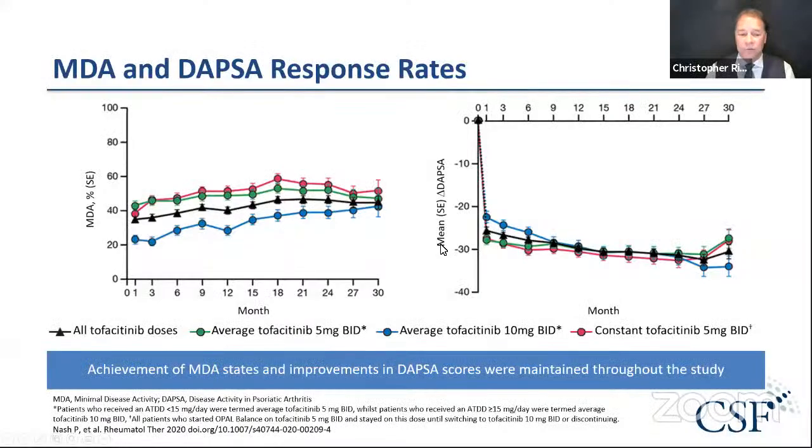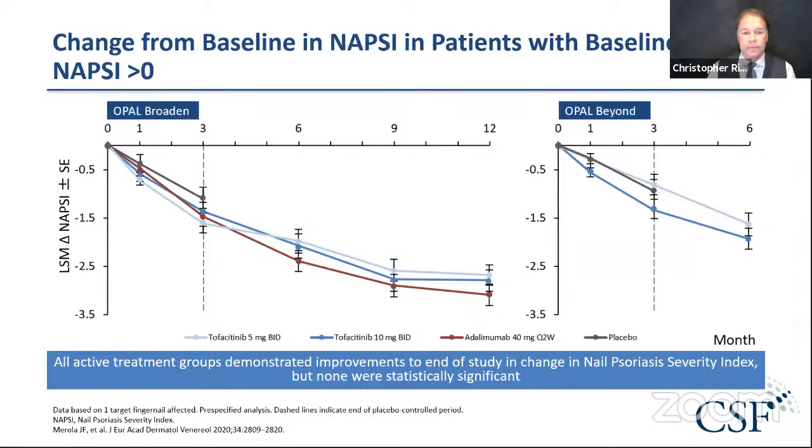Change in the DAPSA score, both of which showed significant changes over time out to month 30. Here's the change in baseline of the NAPSI, the nail score, in patients with a baseline NAPSI of greater than 0. We're showing you the change on the y-axis again.